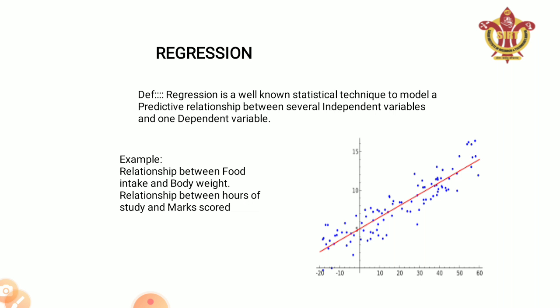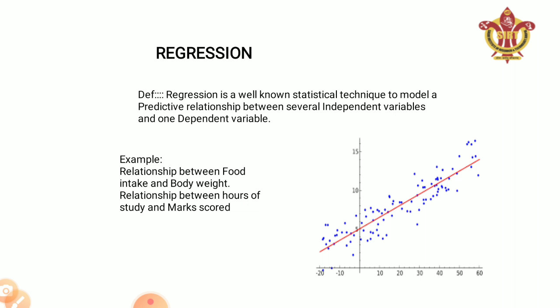The same example we can take of hours of study and mark score. In this example also, hours of study is an independent variable and mark score is a dependent variable. Obviously, mark score will be dependent upon the hours of study. The more you study, the more hard work you do, the more marks you will score. So mark score is the dependent variable and hours of study is the independent variable.